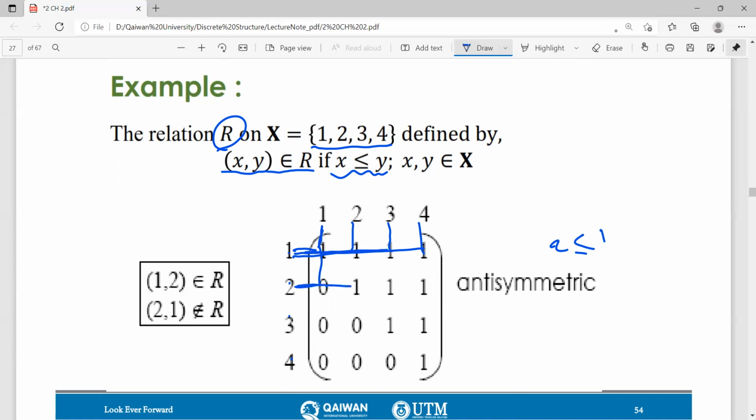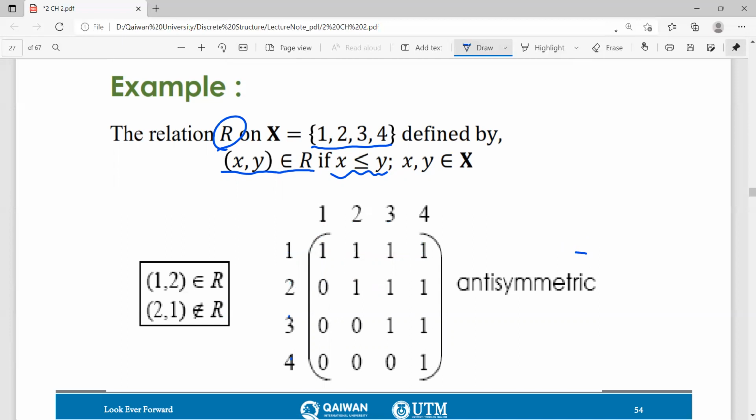And then 2 is less than or equal to itself, so we just put 1 for that element. And for this element, we say 2 is less than or equal to 3. We just put 1, and so on for the others. So this is the relation.